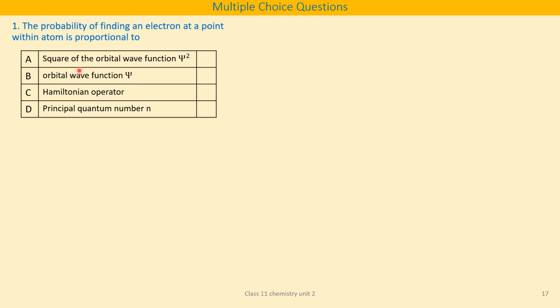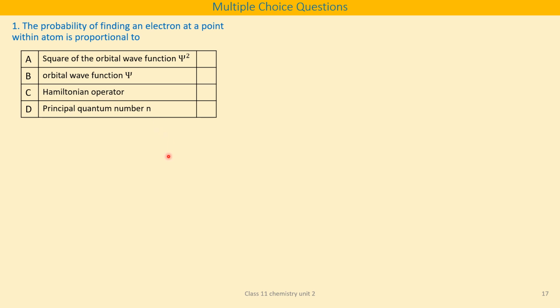I will continue the presentation by answering multiple choice questions. The first question: the probability of finding an electron at a point within an atom is proportional to. Please read the question again and I will give the choices. You have four choices. Option A, square of the orbital wave function psi square, option B, orbital wave function psi, option C, Hamiltonian operator, option D, principal quantum number n.